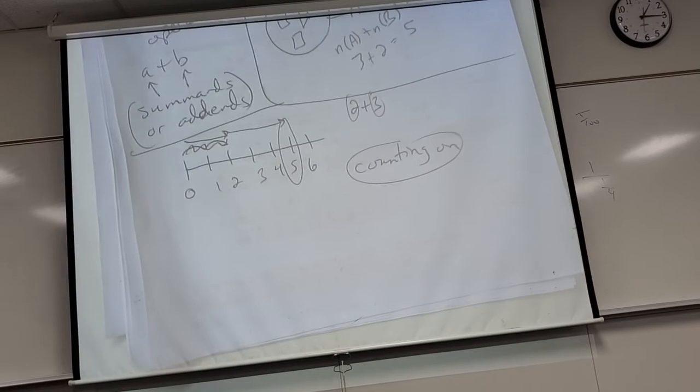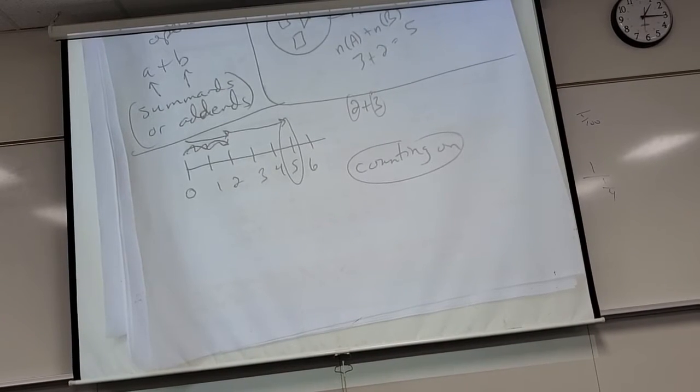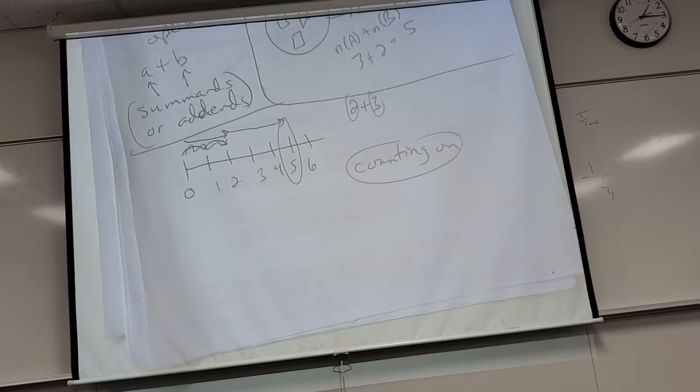So if I ask a little kid, what's 5 plus 4? They can go, well, there's 5. And then 1, 2, 3, 4, 9. So they count on from one to the other. I like it.